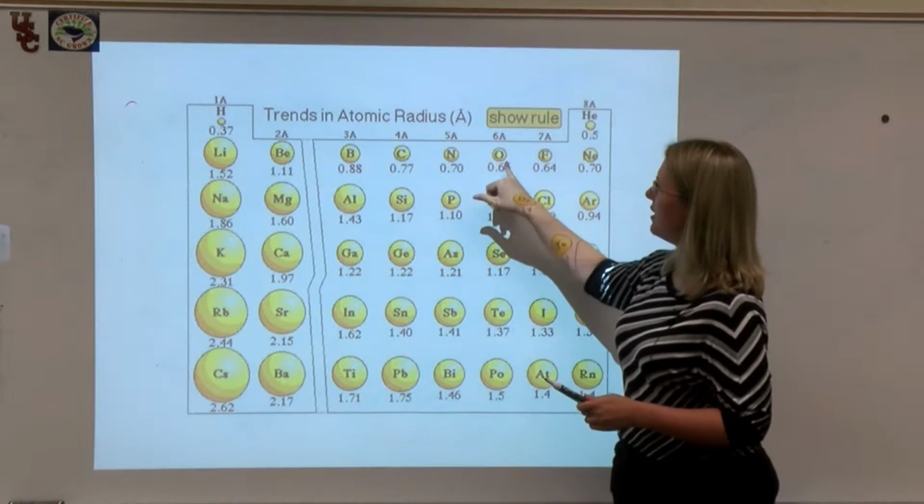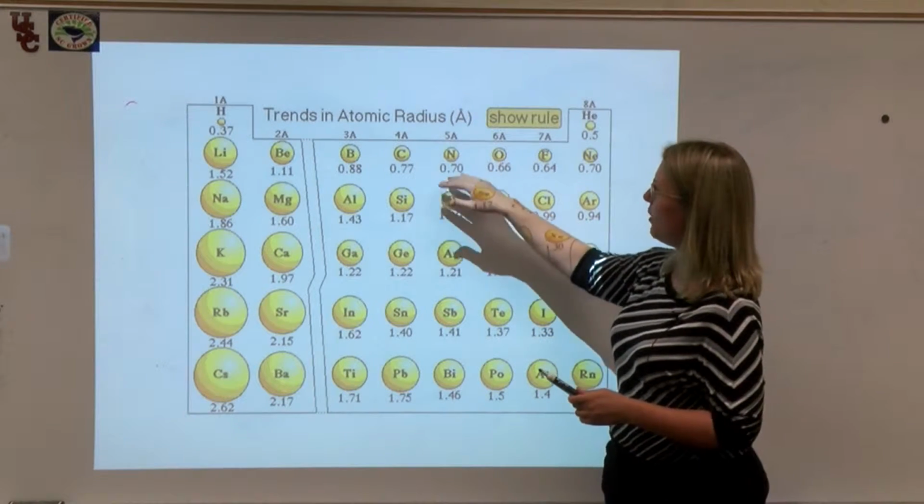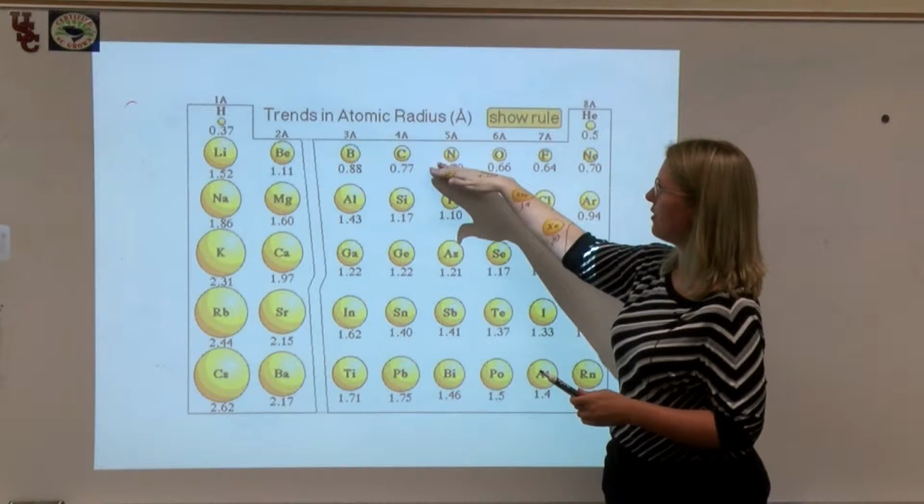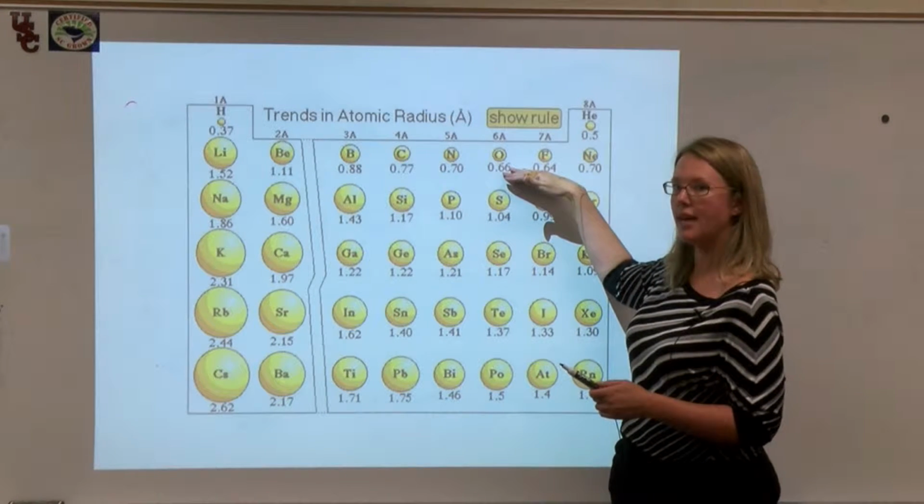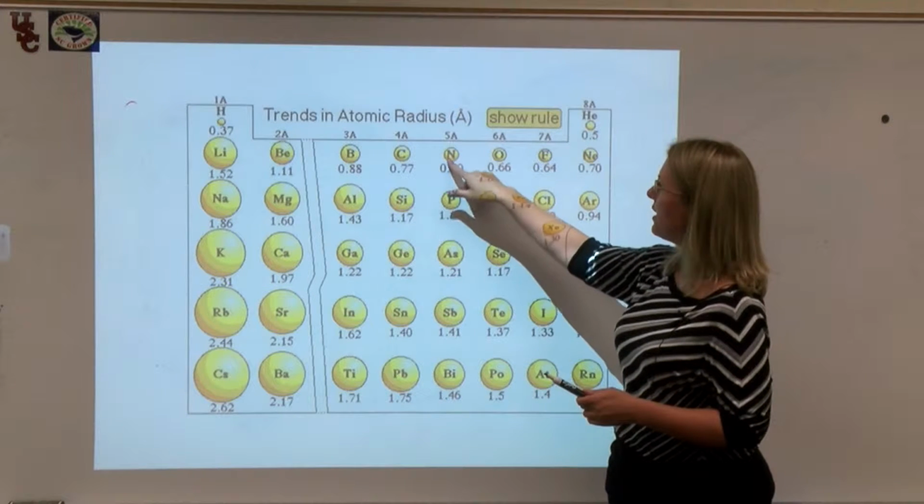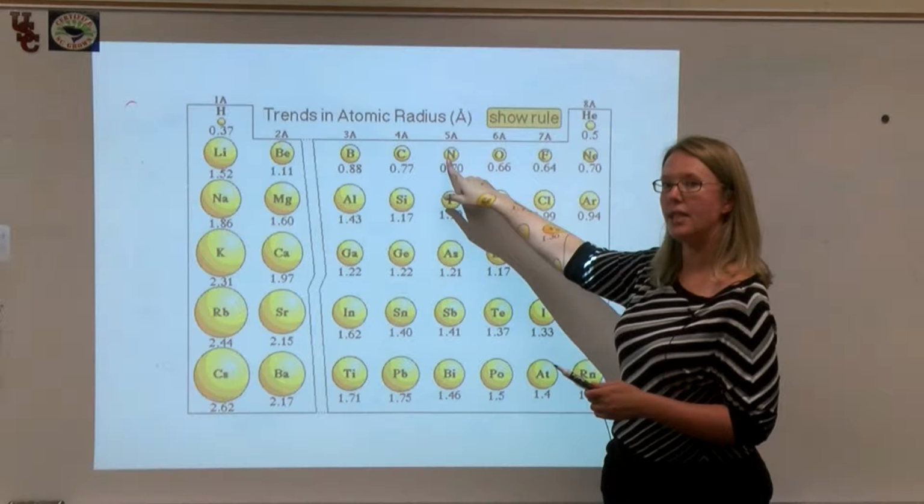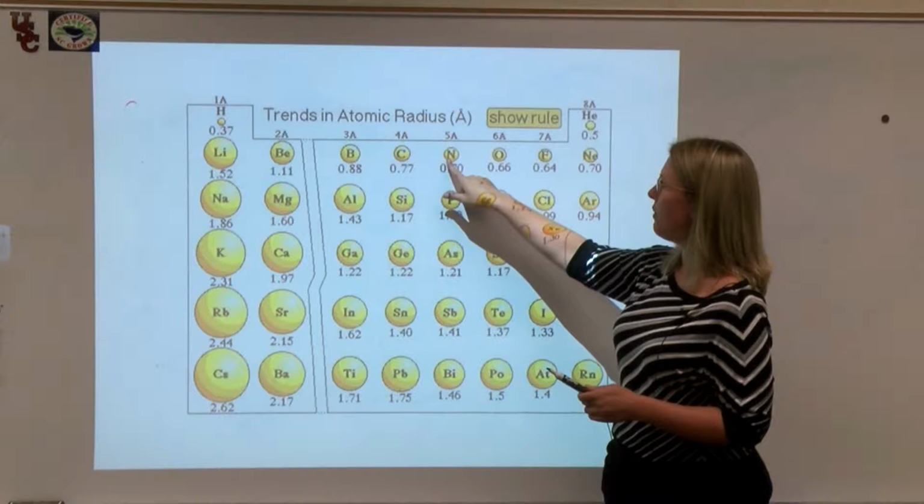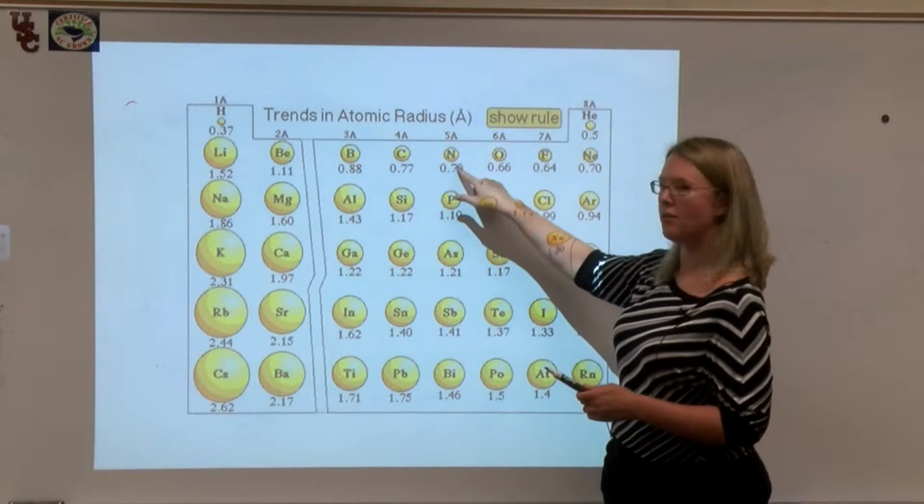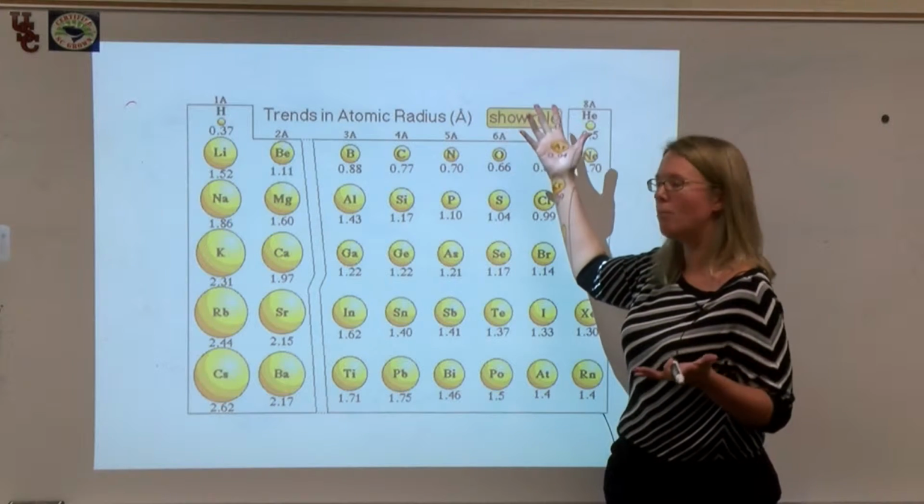Nitrogen and oxygen both have their valence electrons in the same shell. It's that second energy level, okay? But nitrogen has fewer protons in the nucleus. And you have to think about, well, what's attracting the electrons in there in the first place? And it's the protons.